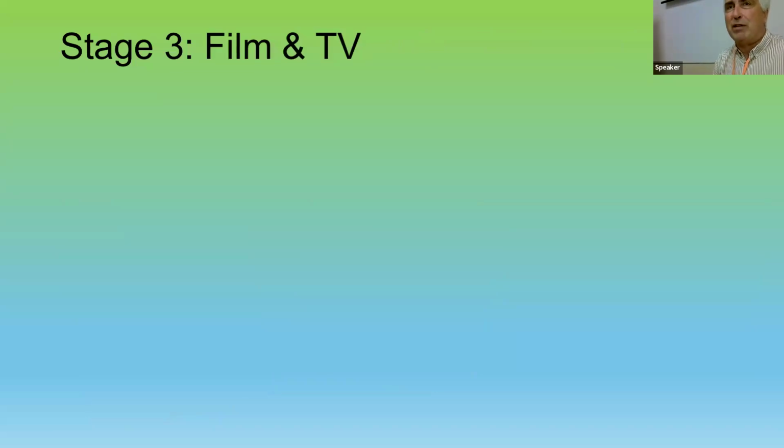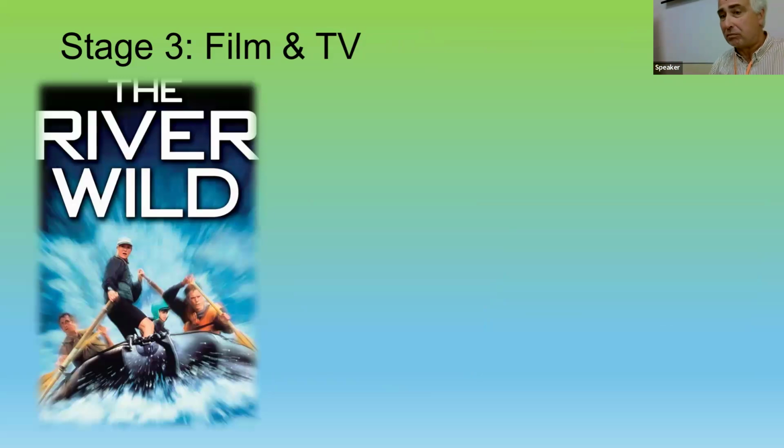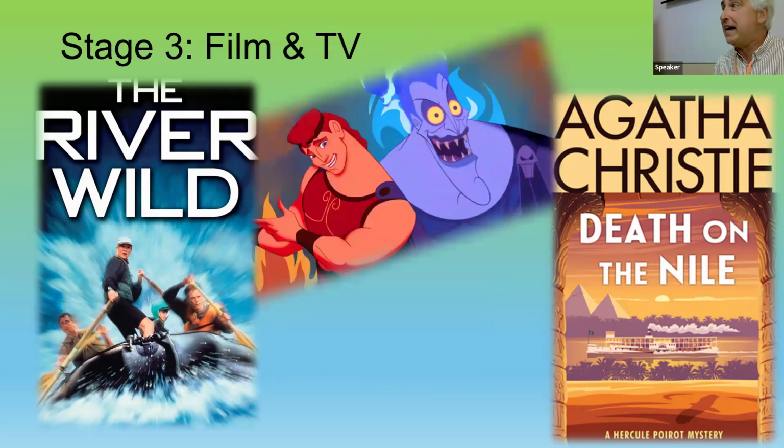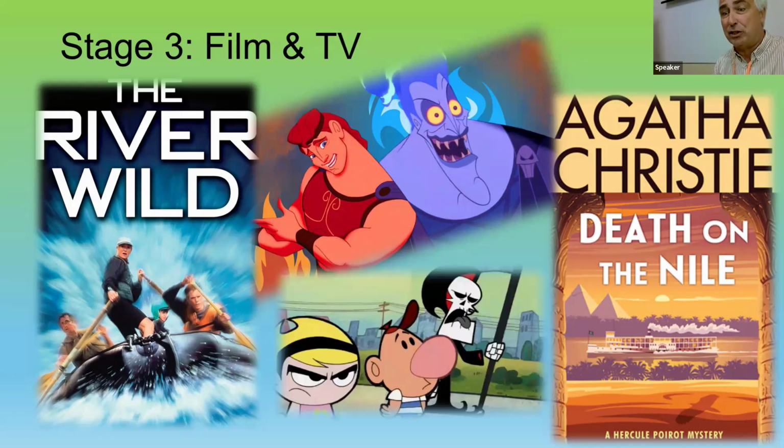And then also film and television. Is there anything in film and television that might trigger your associations? Yes, The River Wild was one. I got Christie's Death on the Nile as one association. And Walt Disney. Yeah, the Styx, river of death. And also The Grim Adventures of Billy and Mandy, a children's TV series with the Grim Reaper in it. And of course the Grim Reaper comes in because the word reap is found in the poem, you know, the farmers reaping the fields.